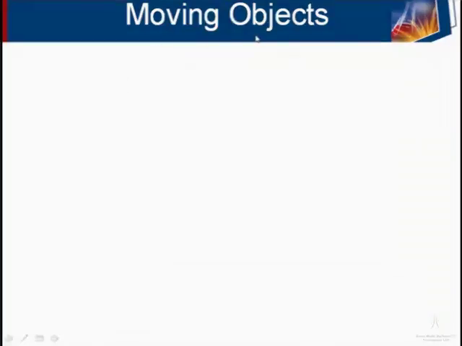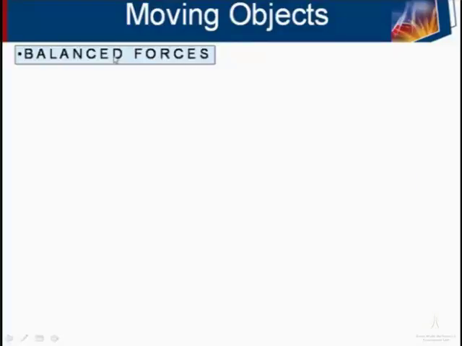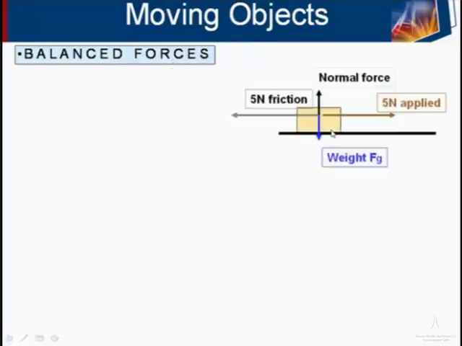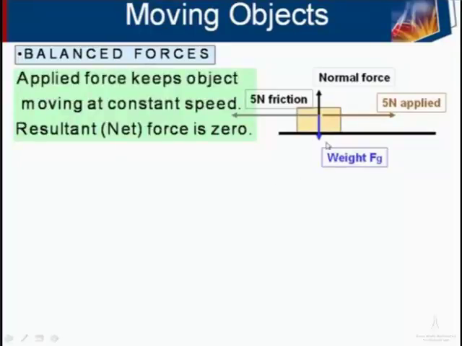If we examine moving objects, let's look at the case where there are balanced forces. In this case, consider a box with the vertical forces balanced, the normal force balanced by the weight of gravity, and we have 5 newtons applied and 5 newtons of friction in the opposite direction. If the box is moving at a constant velocity, the applied force keeps the object moving at a constant speed, and the resultant or net force is 0.